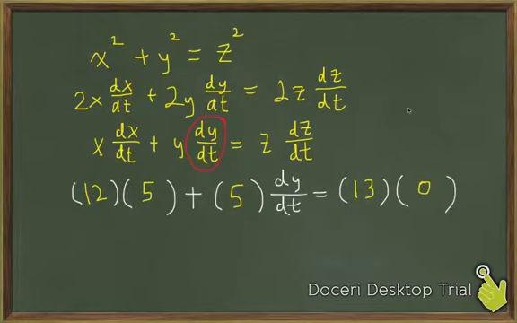I know that my y variable is 5. I solved that because of the length of the ladder, the length from the base to the house, I used the Pythagorean theorem. I'm searching for dy/dt. The length of the ladder z is 13, and the rate of change of the ladder is 0. So this will simplify.